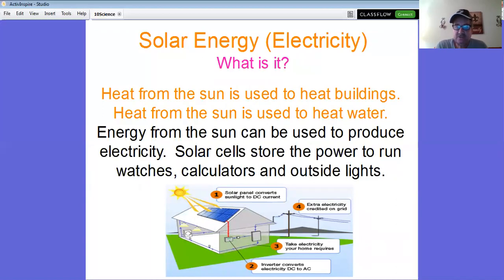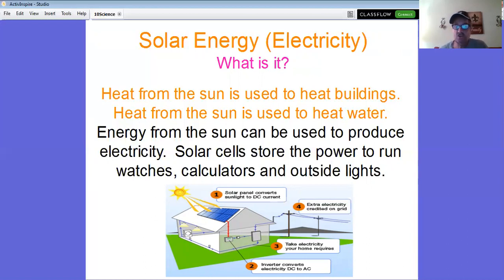Another source of electricity would be solar energy. So what is it? Well, boys and girls, I'm very sure you know that the word solar means sun, energy from the sun. Heat from the sun is used to heat buildings. My gosh, when I get into my car on a very cold but sunny day, the inside of my car is still very warm because of the heat from the sun. Heat from the sun is also used to heat water. Okay. Energy from the sun can be used to produce electricity.